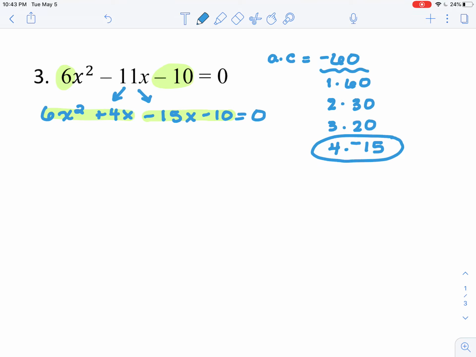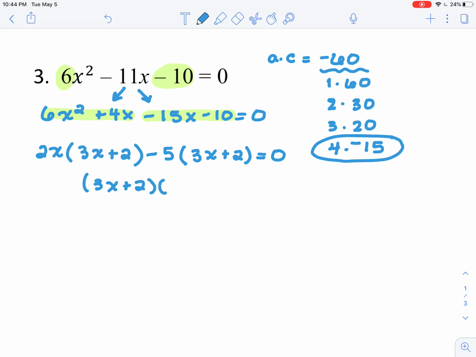Since we have 4 terms, we're going to factor by grouping. In the first 2 terms, the GCF is 2x. And when we divide out 2x from each term, we're left with 3x plus 2. From the second group, we have a GCF of negative 5. Again, be careful with that negative. So when I divide out the negative 5, I'm left with 3x plus 2. Factor again, so we have a common parenthesis of 3x plus 2 and a leftover parenthesis, 2x minus 5.